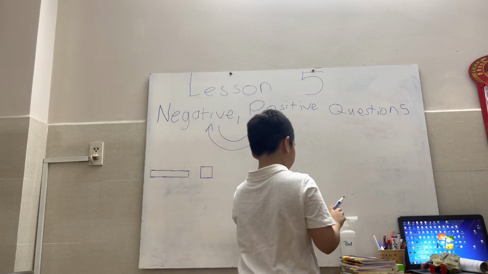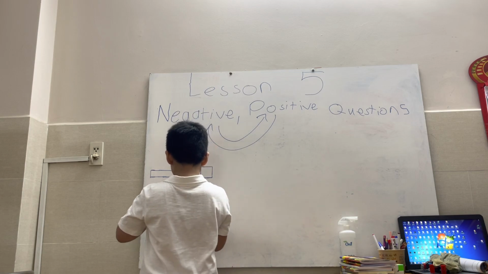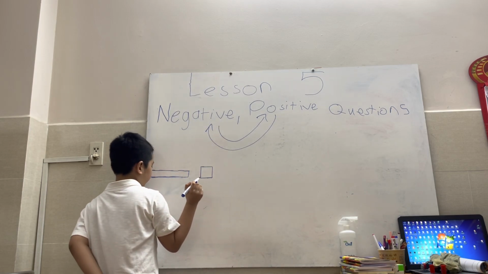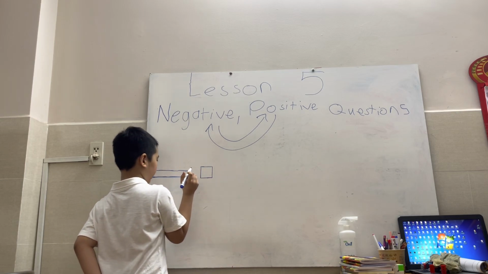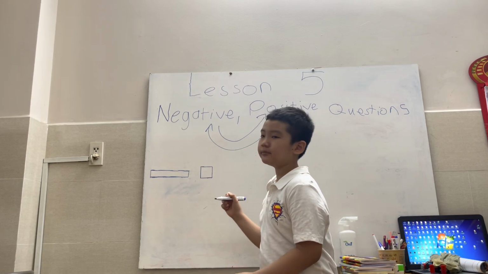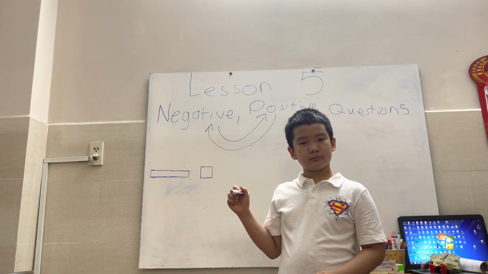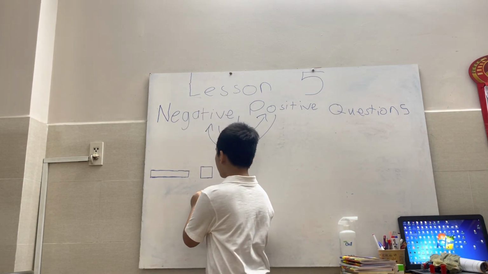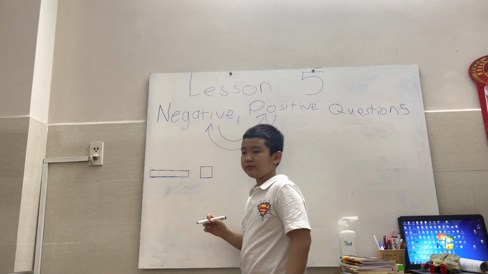There. Now you could have it. Here is a rectangle and here is a square. Now, I want you to write something on your rectangle that is negative. There. Now, write something in your square that is positive.